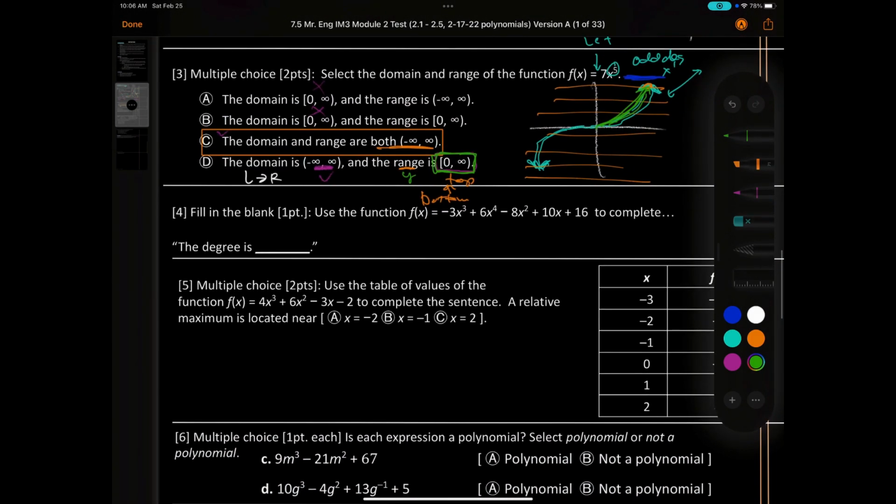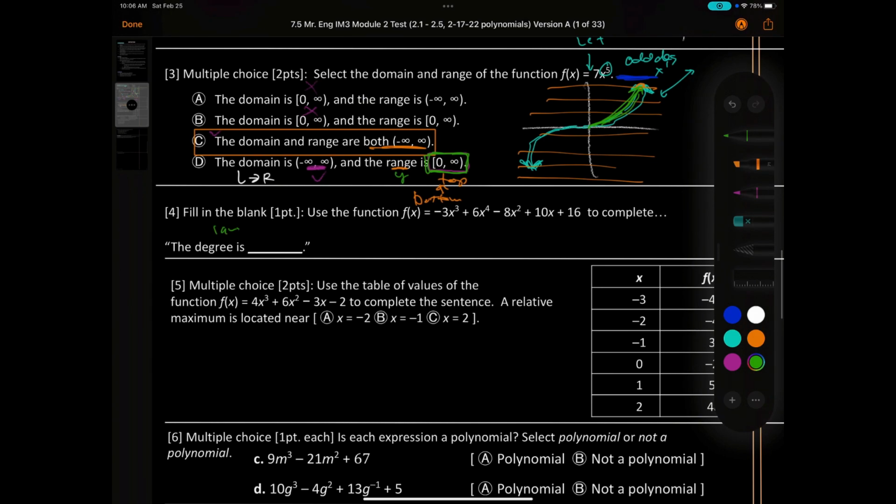Number 4, use a function f of x equals negative 3x to the third plus 6x to the fourth minus 8x squared plus 10x plus 16 to complete the following. What is the degree of this polynomial? The degree is the largest degree.